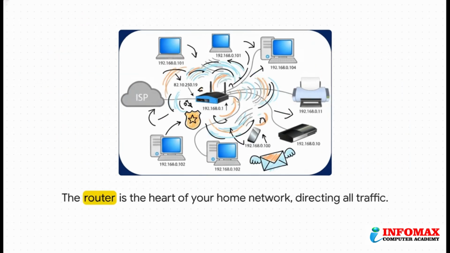Now, at the center of everything, you have this little box, the router. This thing is the absolute heart of your home network. It's like the traffic cop. It takes that one big connection from your ISP and then smartly directs all the data to just the right device, making sure that video goes to your TV and that email goes to your laptop.